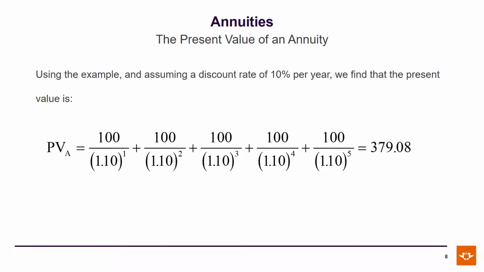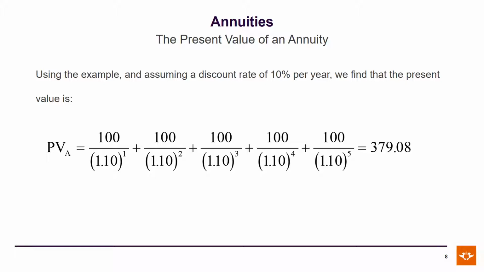So if we go back to the example that we introduced in the previous slides, where we looked at the 5-year annuity with the payments of 100 Rand at the end of each of the 5 years, and we assume a discount rate or an interest rate of 10% per year, then we can find the present value of this annuity by discounting each of those 100 Rand payments at 10% to the beginning, or to time 0, and then adding those together. You'll notice that we get the present value of 379 Rand and 8 cents.